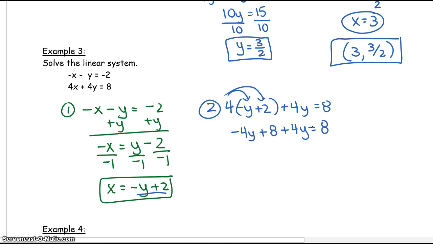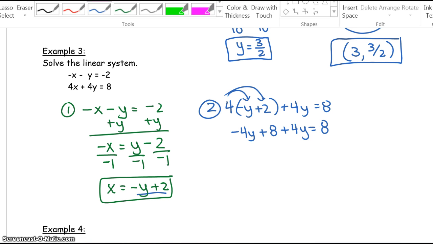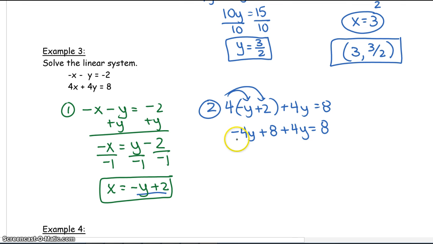Okay, now we do know a couple things. We know that negative 4Y and positive 4Y is 0. So we technically don't have to write anything. And we're left with 8 equals 8. And that's just odd because now we don't have any variables to solve for. We're kind of stuck. We're done. Well, what's so cool about this is infinitely many solutions.